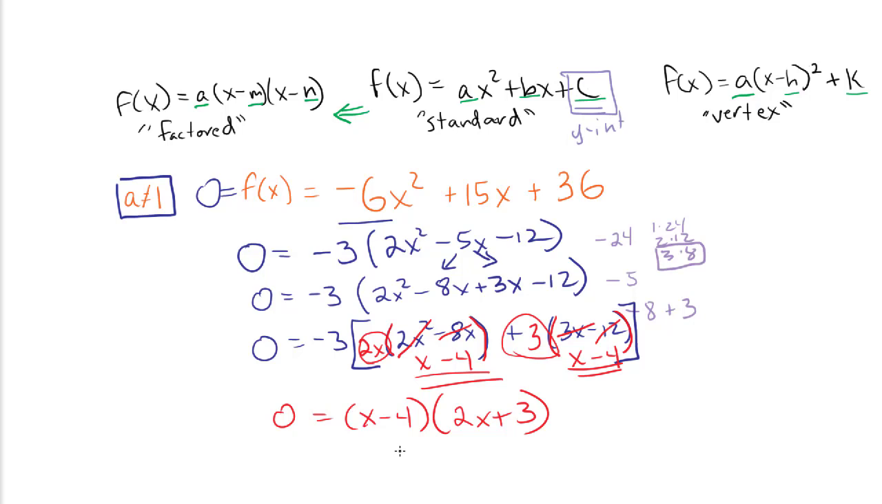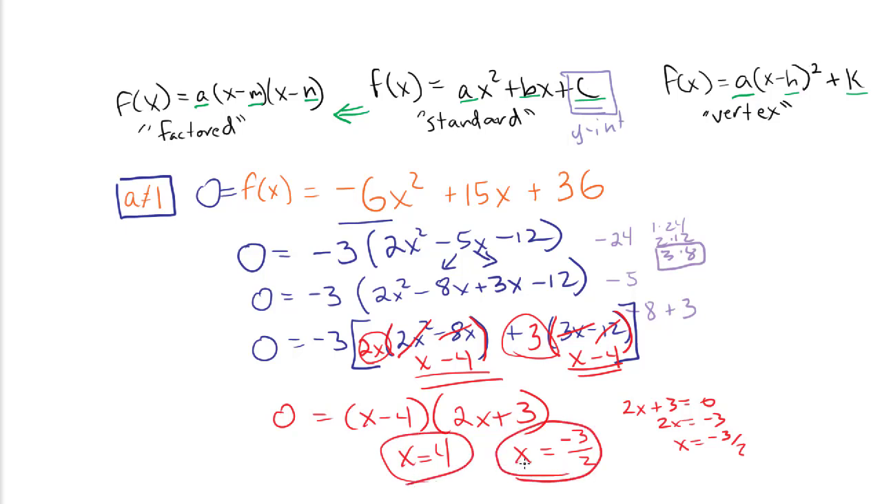The roots are x equals 4 and x equals, in this case, minus 3 halves. Why is it minus 3 halves? Because remember, I'm setting each of those individual parentheses equal to 0. Subtract 3 from both sides. 2x equals minus 3. Divide by 2. x equals minus 3 halves. You're always changing the sign between your factors and your actual roots or x-intercepts.